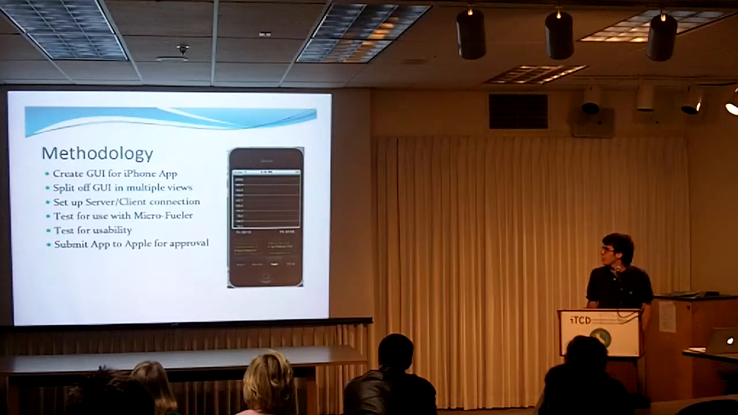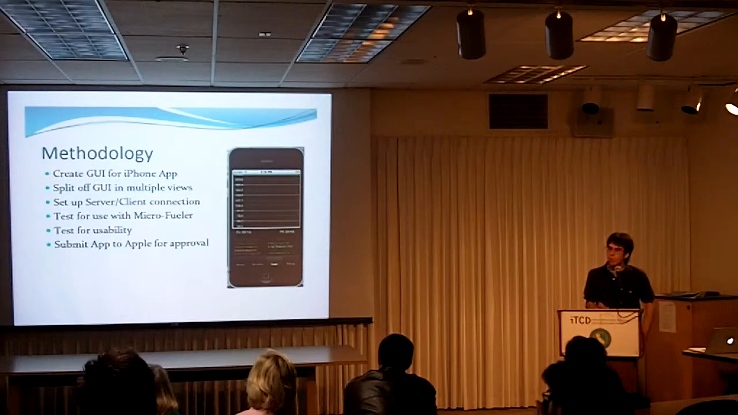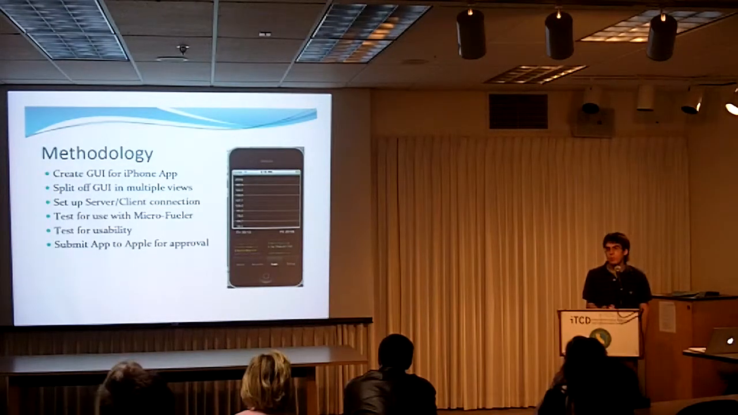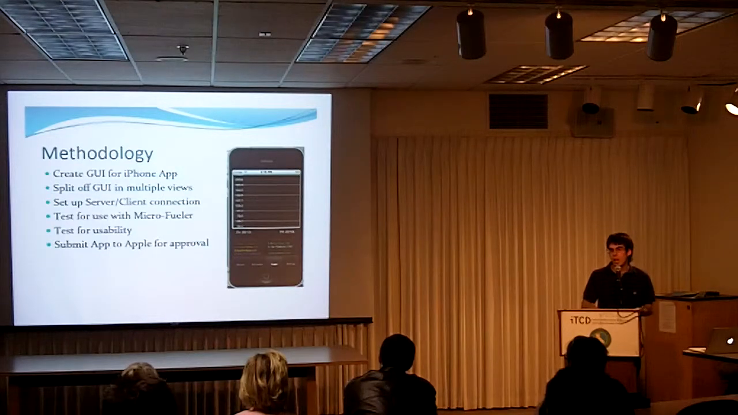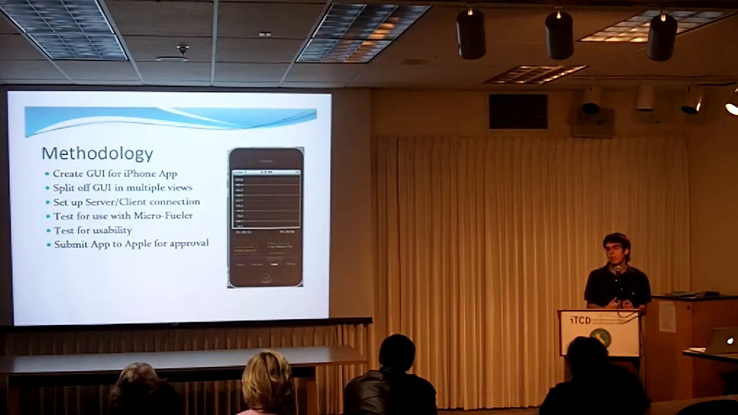There's a lot. My methodology was to create one view primarily for connecting to the microfueler. Well, not so much connecting, but more just typing in the IP address and sending to the server directly on the iPhone. And four more views: one for temperatures, one for a graph, one for settings, and one specifically for a message box or system view where you can start and stop the microfueler.